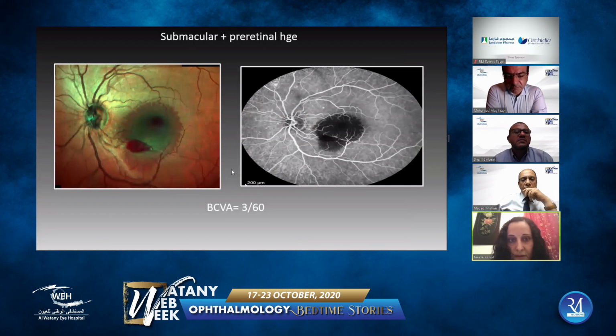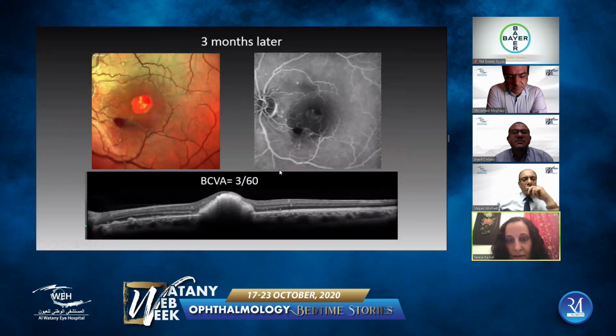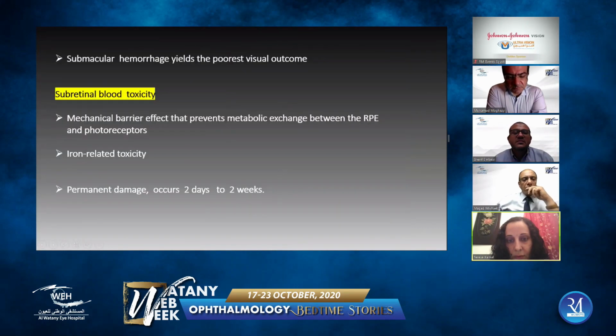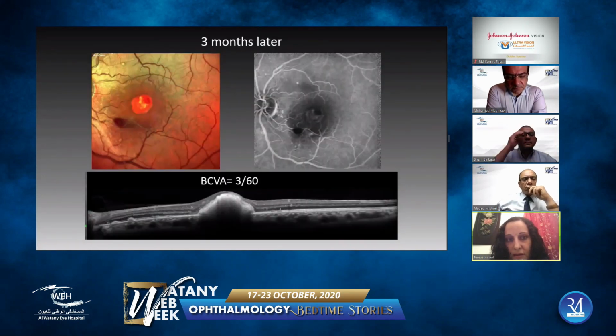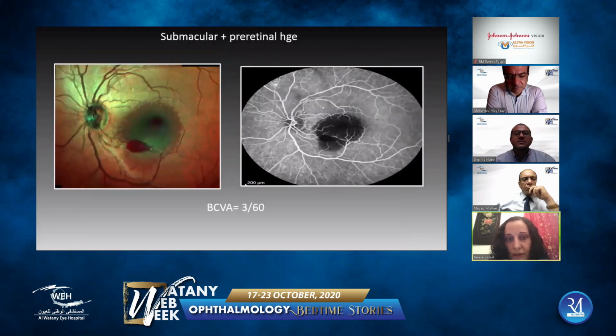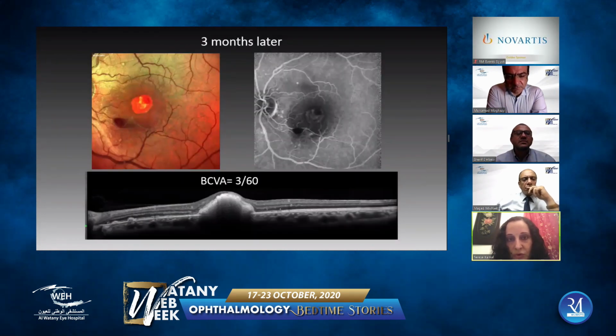This is another patient who came with best corrected visual acuity of 360. We can see that this patient has a premacular hemorrhage and subretinal hemorrhage. When the patient has subretinal hemorrhage, the option of vitrectomy to clear out the subretinal hemorrhage using TPA can be helpful.